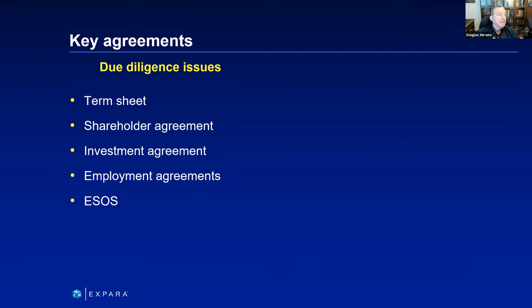What type of things might they uncover? Inaccuracies or misrepresentations in something that the startup already presented, or red flags that are unearthed during the due diligence process. So that means this term sheet will never become an investment agreement and shareholder agreement.